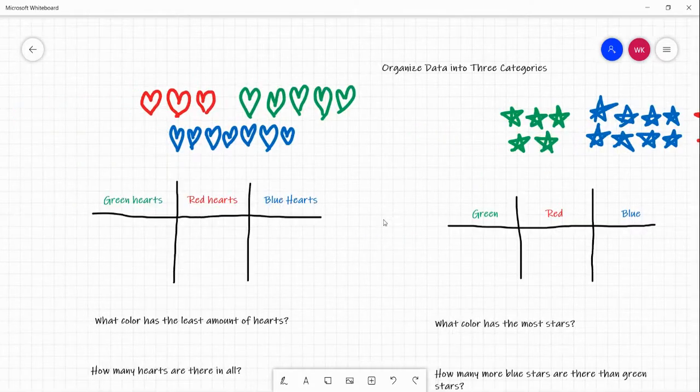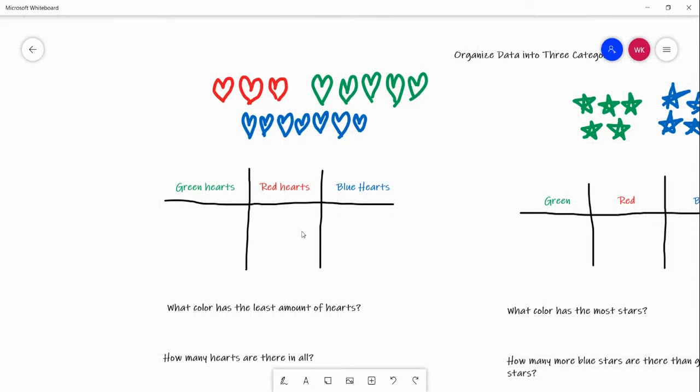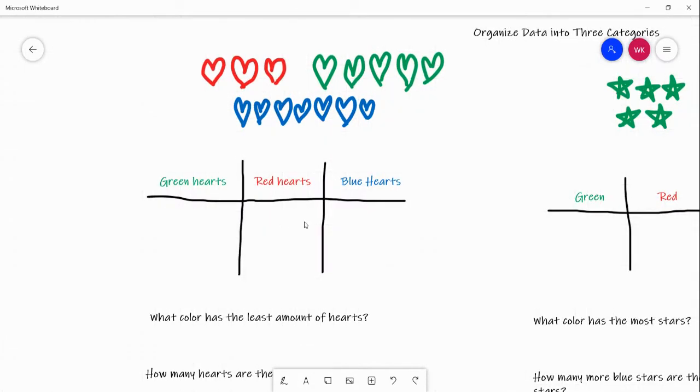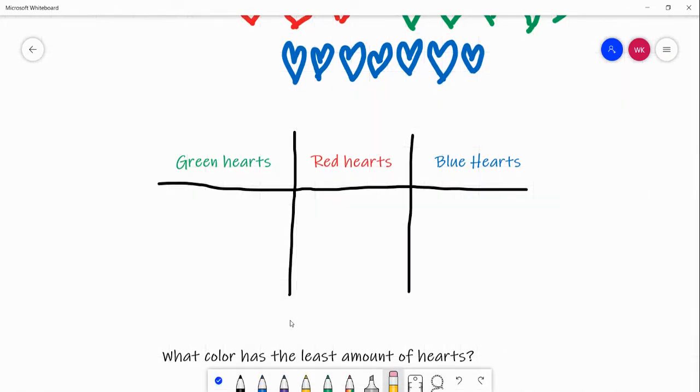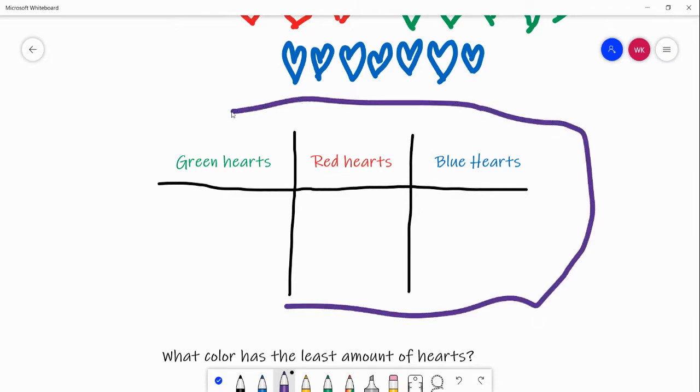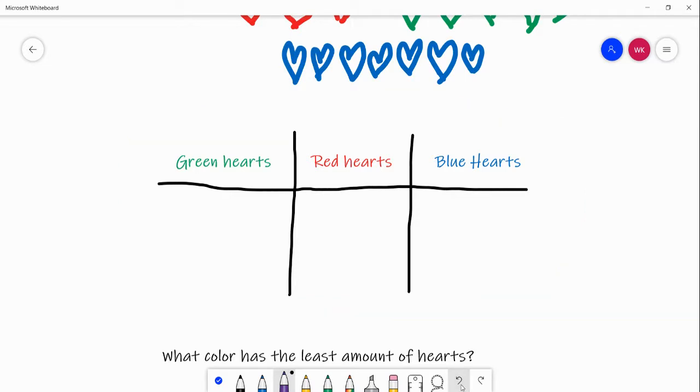So first things first, I want to show you guys, this is a tally chart right here. And we are going to be putting tally marks into this tally chart. This is called a tally chart. So if you want to draw this out with me, I suggest you do. You just make one line that goes directly across right here, and then you're going to put 2 lines going down separating the categories.